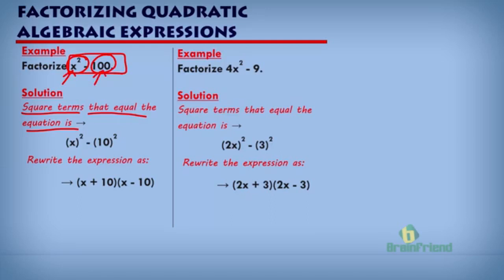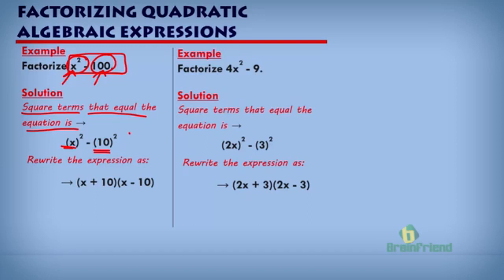Our x squared, of course, remains x squared. And then for our 100, we'll find a term that when we square it, gives us 100. The term that will equal our x squared is the same as x squared, so we leave that. But for our second term, 100, we'll find a term that when squared will give us 100. And that is 10. When 10 is squared, it gives you 100. So our equation is rewritten as x squared minus 10 squared.